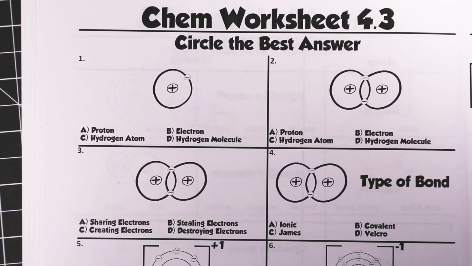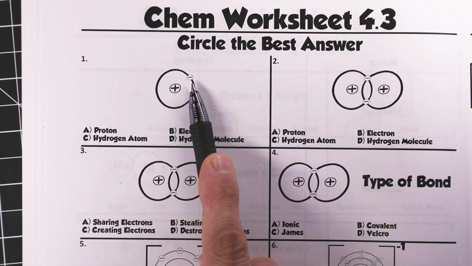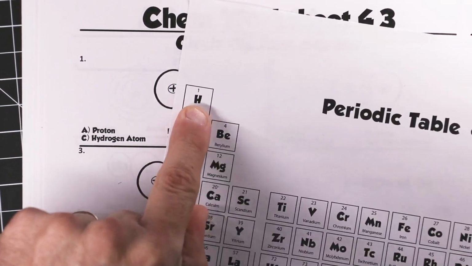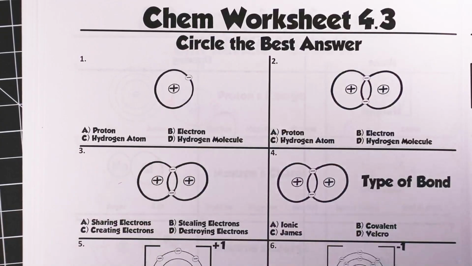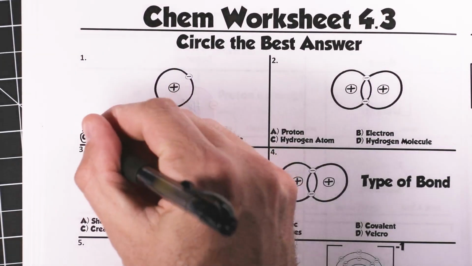What is this bad boy? Well, he's got 1 proton and 1 electron, so he's neutral. And who's got 1 proton? Number 1 on the periodic table, hydrogen. So he is a hydrogen atom, C.